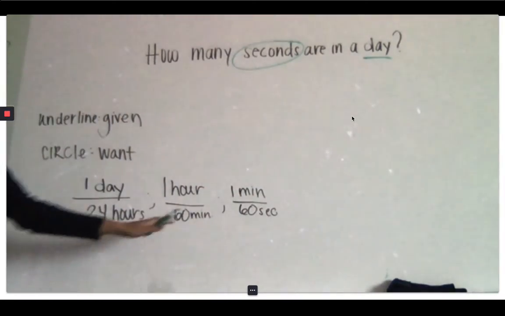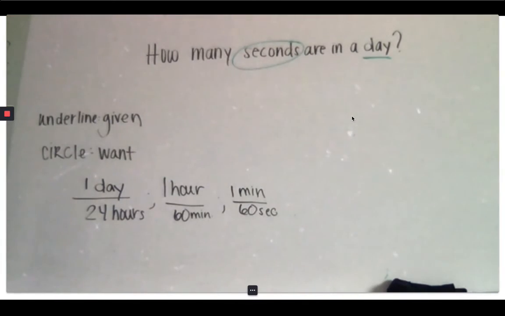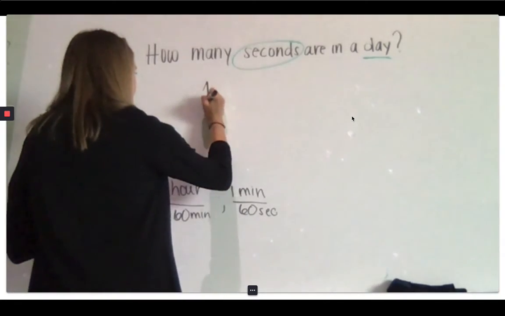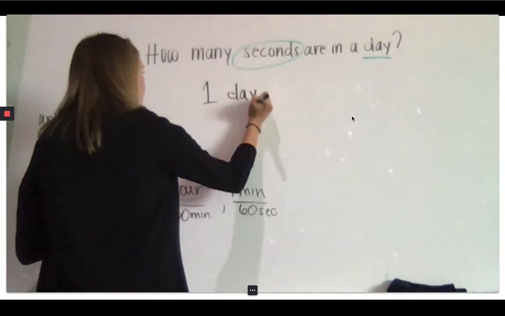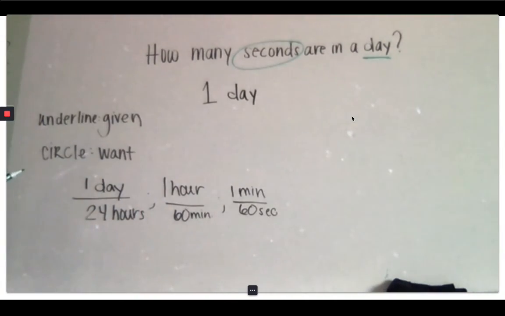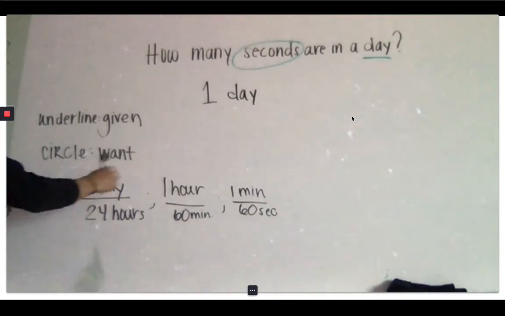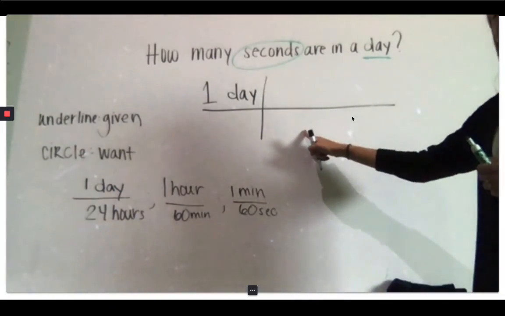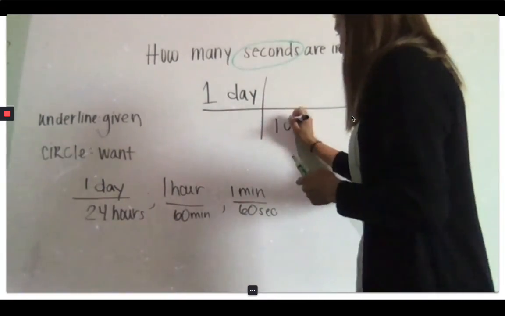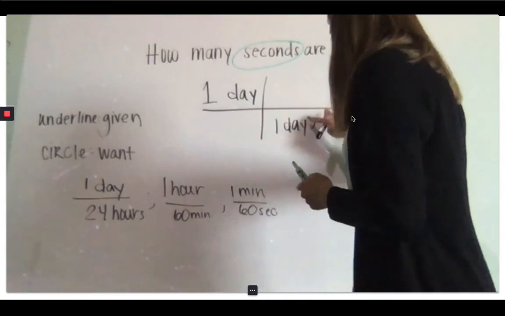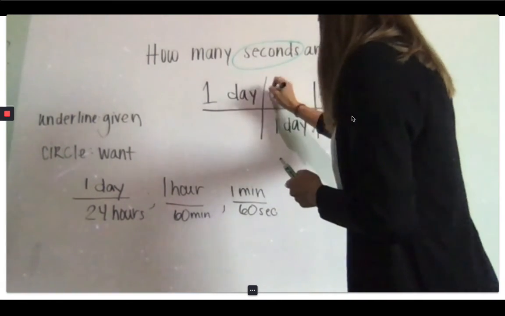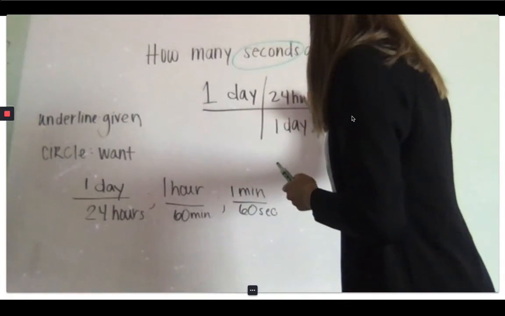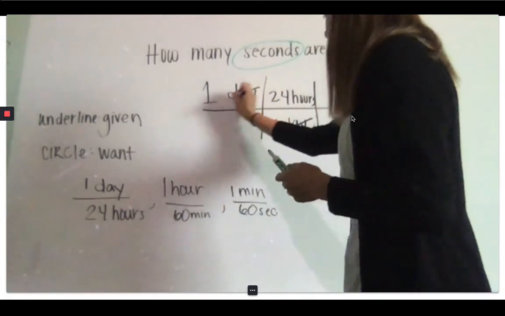So we need to use several different conversion factors to solve this problem. I'm going to show you how you would plug this in to solve it. We're going to start with 1 day. Remember, we always start with what we're given. We're going to use this conversion factor first, and since we have days on top, I of course need to put a day on the bottom. So 1 day is 24 hours, and I can cancel out days.